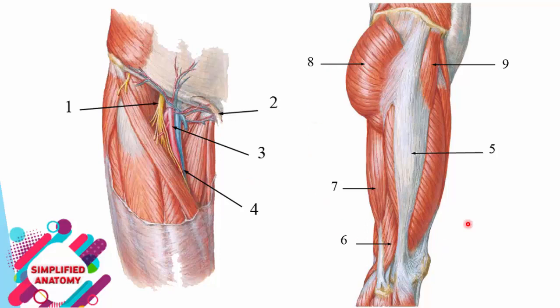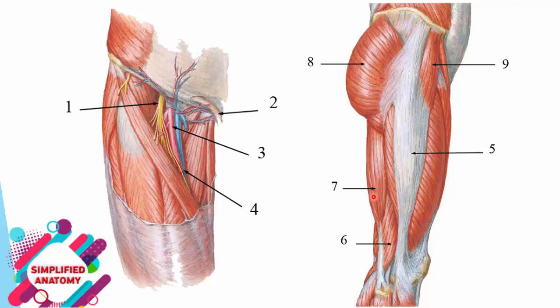This diagram shows lateral view of the thigh. This white tract, number 5, is called iliotibial tract. It extends from the iliac tubercle to the lateral condyle of the tibia. Inserted into it are two muscles: number 8 gluteus maximus and number 9 is tensor fasciae latae.